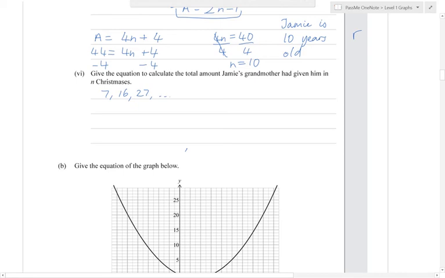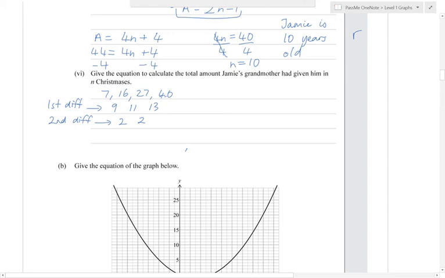Now in terms of patterns, our difference between these two is 9, and our difference between these two is 11. We'll go one more so that we can get another difference. So 27 plus 13, that would be 40. So difference here would be 13. So difference is going up by 2 each time. So that's our first difference there, and this is our second difference. And when our second difference is the same, that means we've got a quadratic equation.